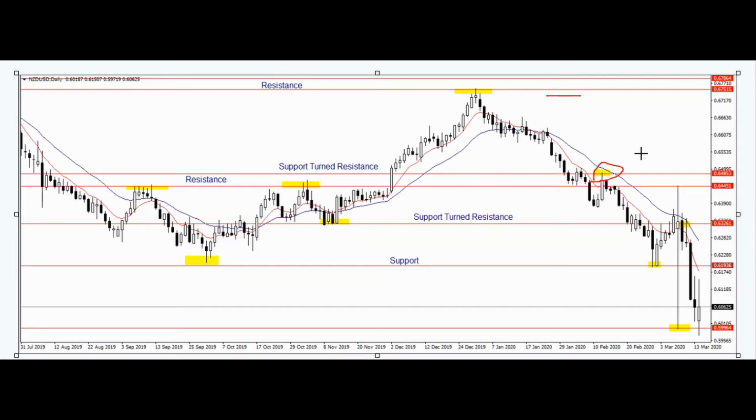We have resistance here at 64451. This 64451 area is very significant in my view. We then have previous support, turn resistance at this 63261. You can see here we have this inside bar bearish pin bar structure, which formed at that 63261 at the previous support area.